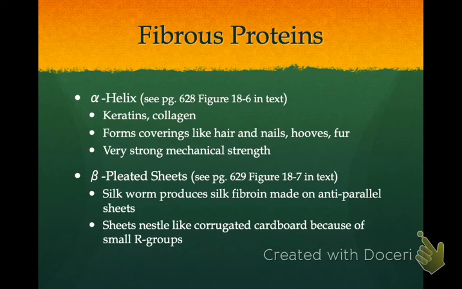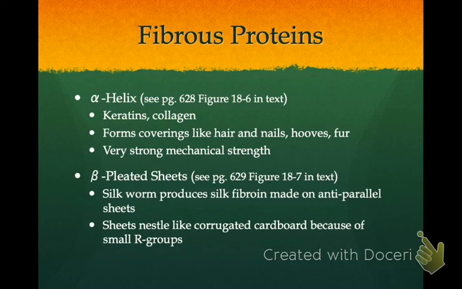If beta pleated sheets are forming into the fibrous protein, one example of that would be silkworm produces what we call silk fibroin. It's made from anti-parallel sheets, and if you remember, that would be where we have the C terminus lining up with the N terminus, forming that anti-parallel sheet held together by hydrogen bonds. And these sheets come together, again, they have small R groups, and they can stack together almost like corrugated cardboard. If you know what corrugated cardboard looks like, it would be very similar to that look. These long sheets just sandwiched together to form that silk.